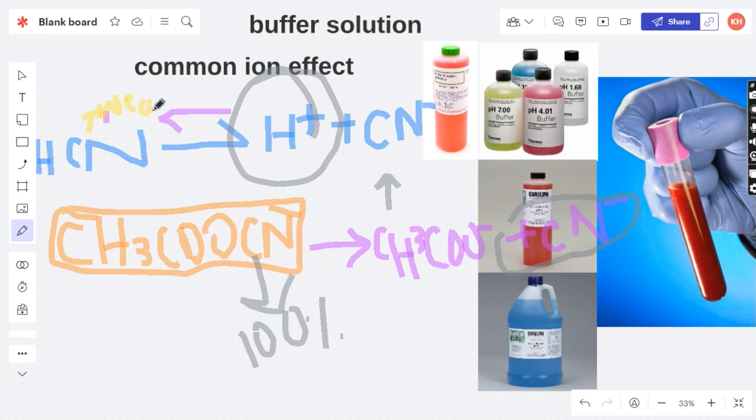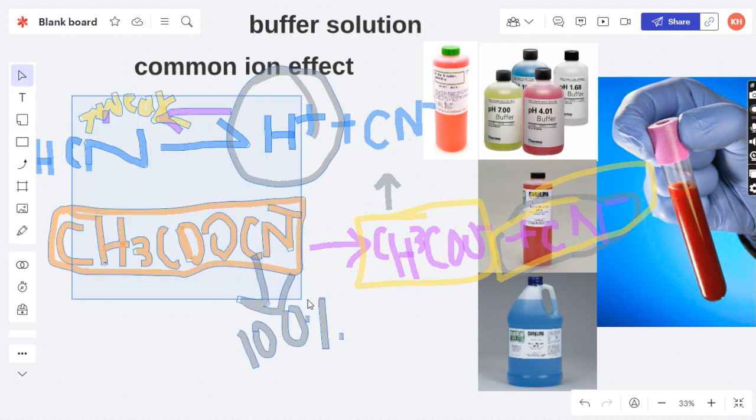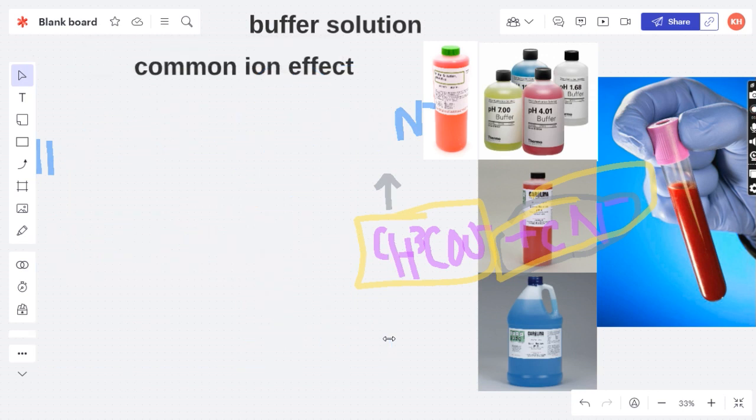What happens is when a salt of weak acid and strong base breaks down into this and this, since it's only a forward reaction, the hydrogen combines with the cyanide and converts into hydrogen cyanide, right? So this is basically the suppressed activity of a weak electrolyte in the presence of strong electrolyte.